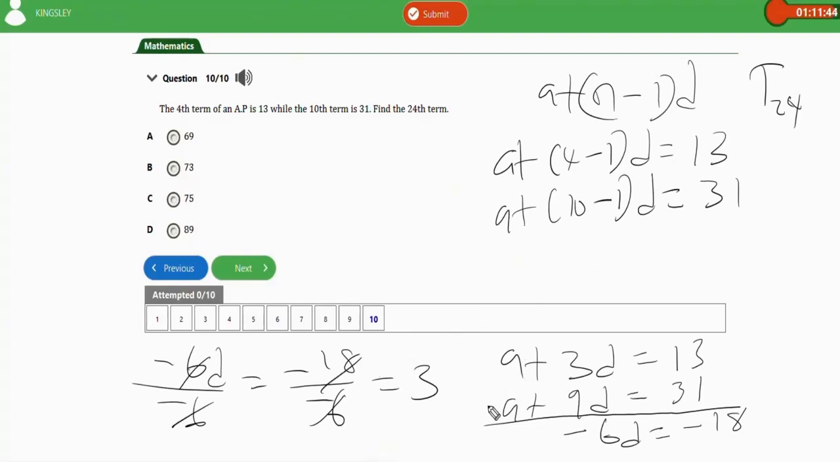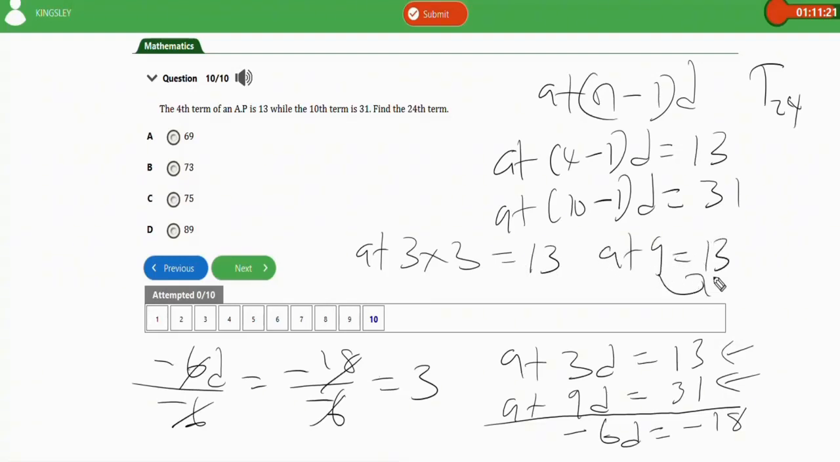So basically, to get the first term, you just substitute the value of the common difference in this first equation or in the second equation. So let's use the first equation. It's going to be A plus 3, our D is 3, times 3 equals what? 13. So 3 times 3 is 9. So A plus 9 equals what? 13. So this will cross over. Our A will be 13 minus 9, which gives you what? 4. So the answer to the first term is 4.